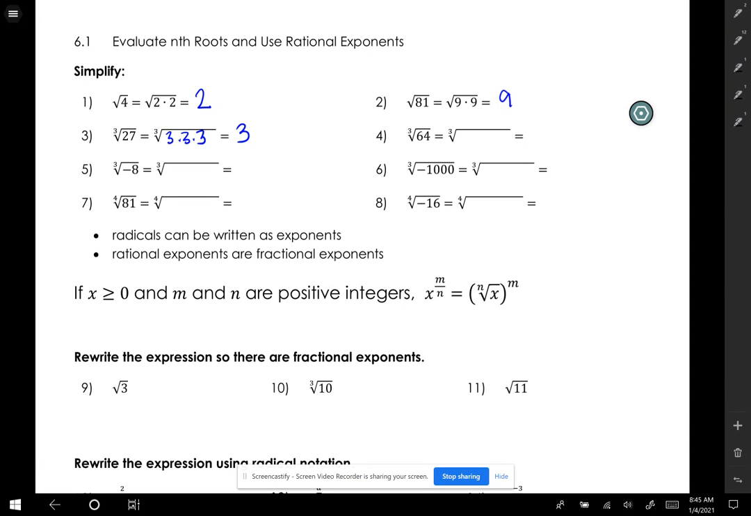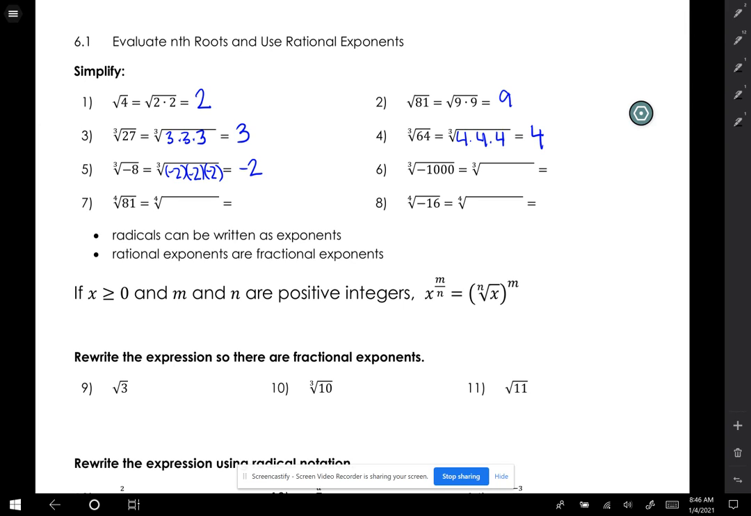For number 4, we have the cubed root of 64. Well, 64 is 4 times 4 times 4. So the cubed root of 64 is 4. For number 5, we have the cubed root of negative 8. So we have a negative number under that root. For negative 8, we think to ourselves, what number times itself 3 times equals negative 8? Well, if we do negative 2 times negative 2 times negative 2, that does equal negative 8. So the answer for the cubed root of negative 8 is negative 2.